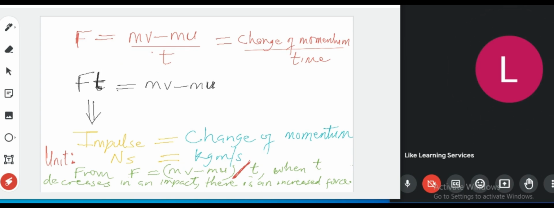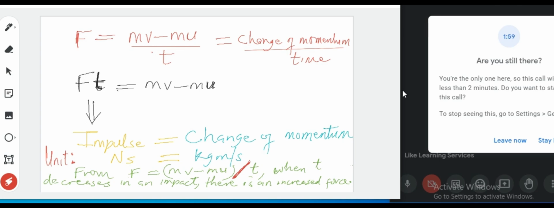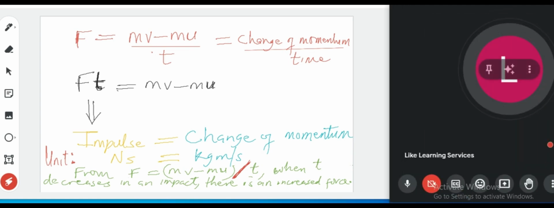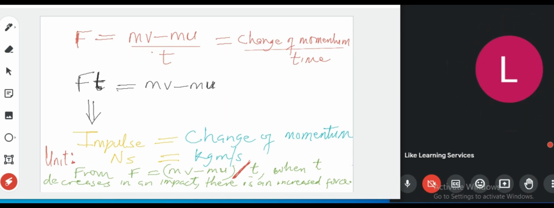One of the ways this can find useful application is in collisions. For instance, when there's an accident, with the use of a seat belt or an airbag, the time of impact is increased. Instead of a sudden collision with maybe the steering, if you're wearing a seat belt, or there's an airbag, the time of collision is increased. This t becomes bigger, which reduces the impact force on the person who is driving.